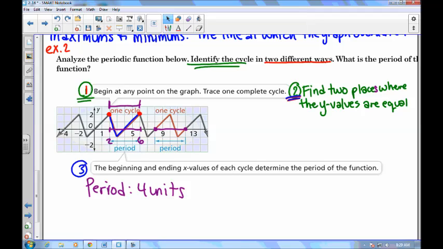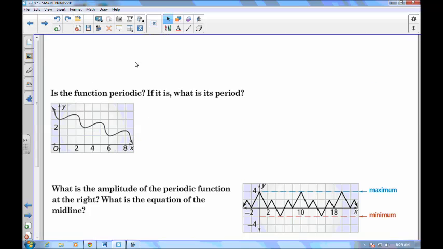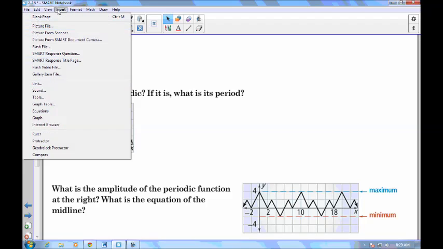We're going to jump over, do another problem, finding the period and the amplitude. We're just going to practice those. It's really not too difficult. You just need to understand the vocabulary. Okay, so this is example 3, and I'm going to zoom it in so we can actually see it. I would like you to sketch that graph as best you can. It doesn't have to be perfect.